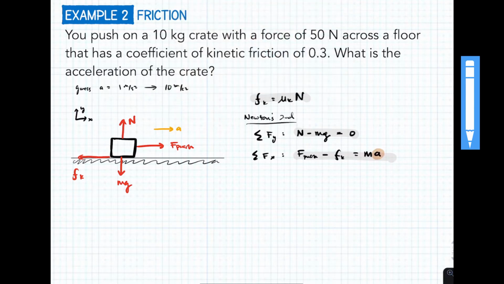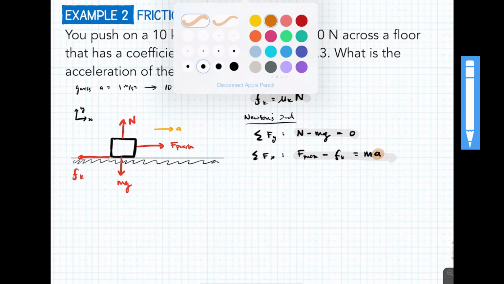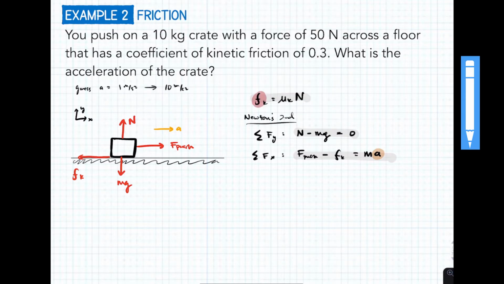Well, we don't know acceleration, right? We don't know friction, right? And we don't know normal force. But we know everything else. So we have 3 equations, 3 unknowns. Can we solve? Yes. System of equations rules say, yay, we can solve. So we start plugging stuff in.